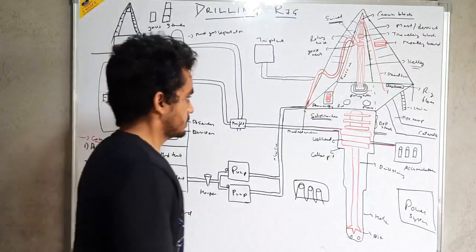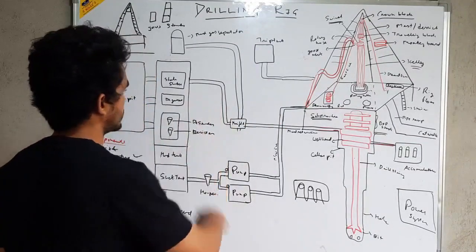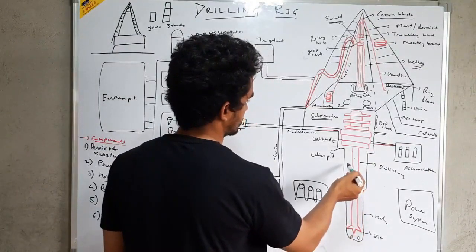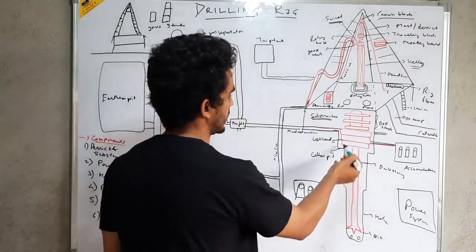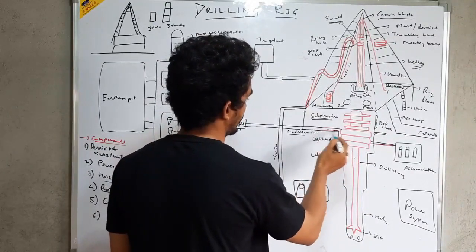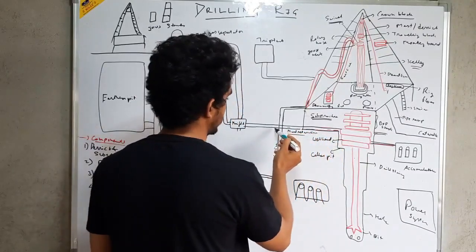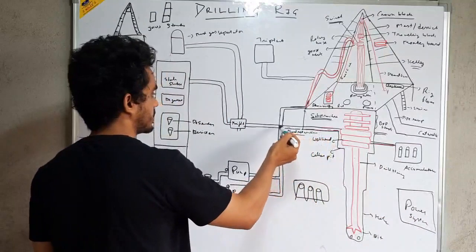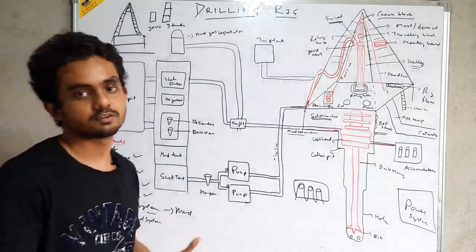So the circulating system includes these systems. The cuttings which are generated will come out from the annulus between the drill string and the casing, or the drill string and the hole, and will first enter the mud return line. This line which is connected to the hole is known as the mud return line. From here the drilling fluid carrying the cuttings will return to the surface system through this mud return line, and will first enter a manifold. A manifold is a combination of different valves and different pipes.